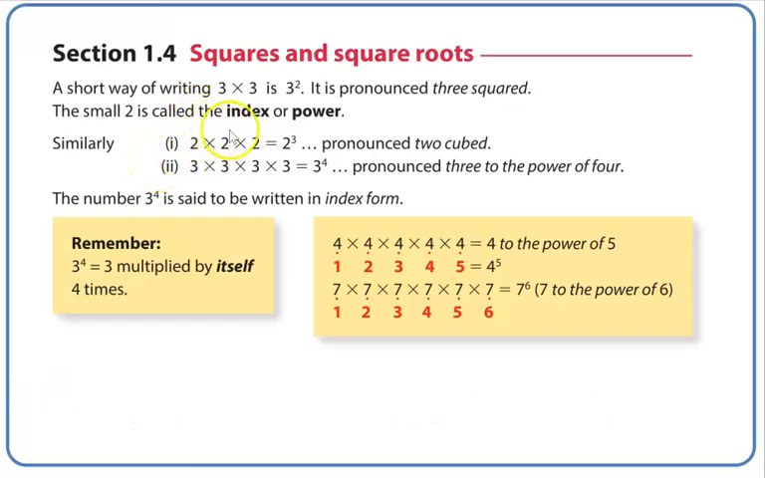So again, 2 by 2 by 2 is 2 cubed. We pronounce it 2 cubed. And 3 by 3 by 3 by 3 is 3 to the power of 4. We pronounce it 3 to the power of 4.